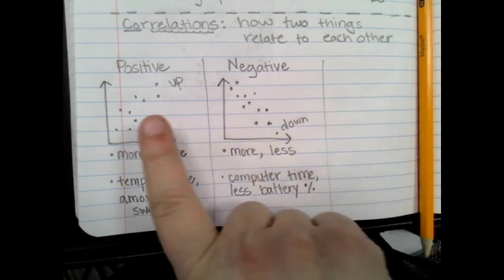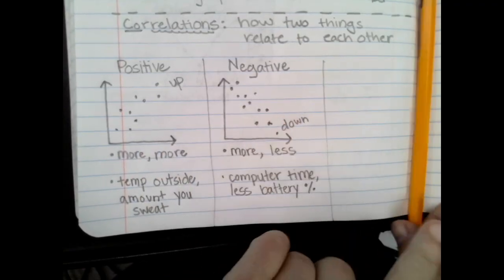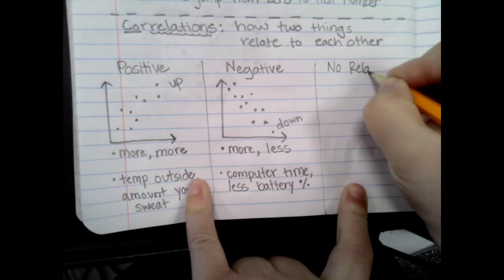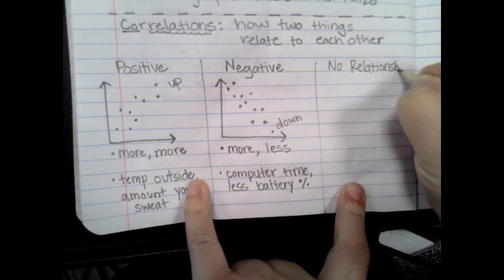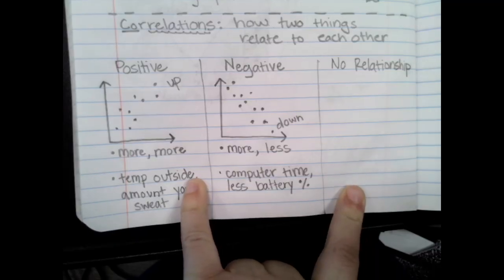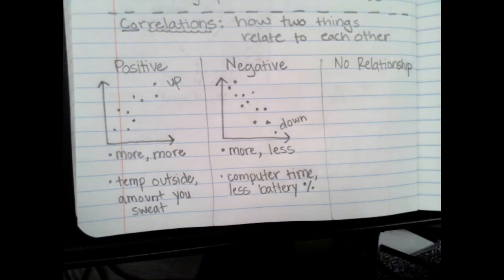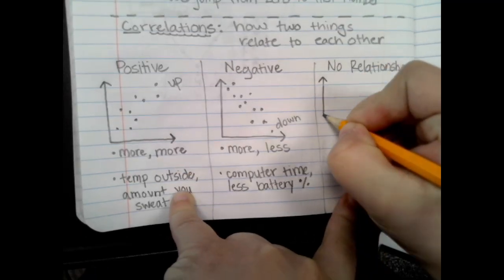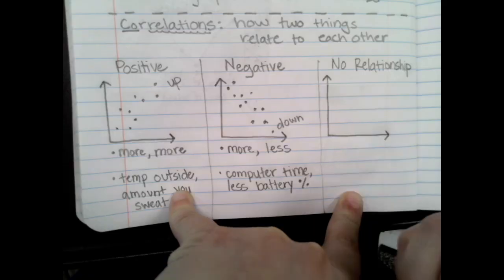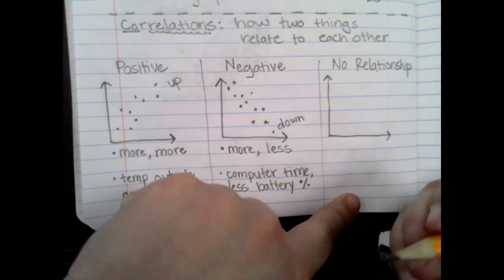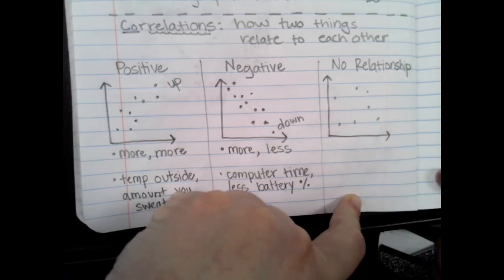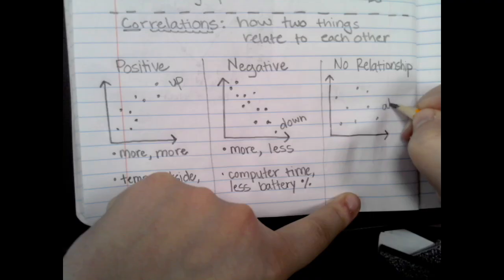Okay, and then we have our last one. We have a positive relationship, a negative relationship, and then we have things with no relationship. So when I compare two things, there should be a positive relationship, a negative relationship, or no relationship. So as we take a look at our no relationship, my points aren't going up, they aren't going down, they're going everywhere. They're all over.